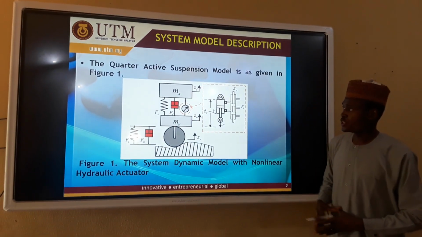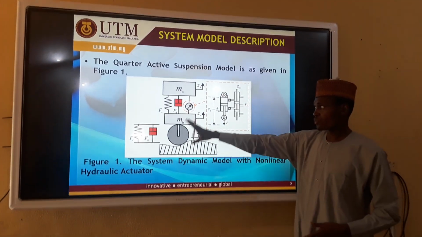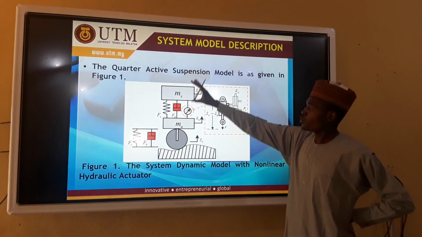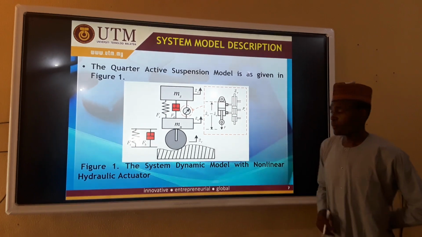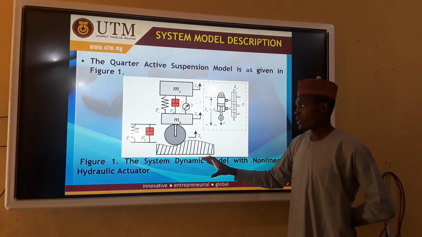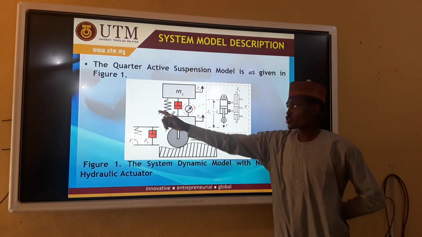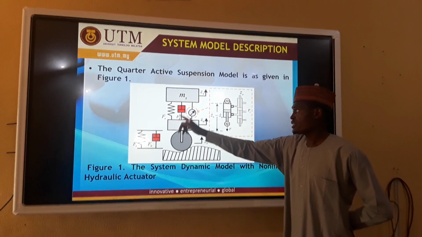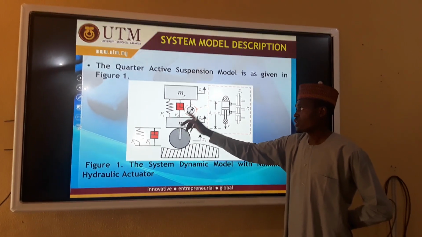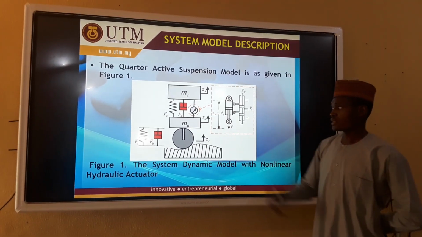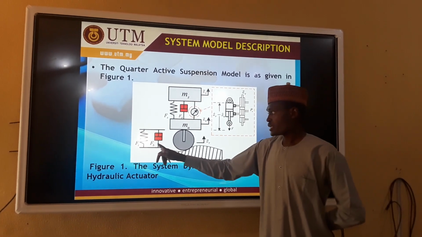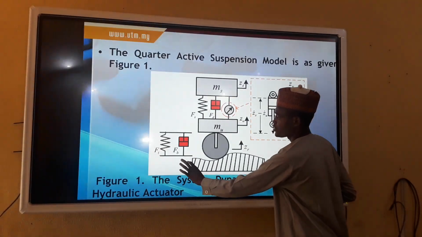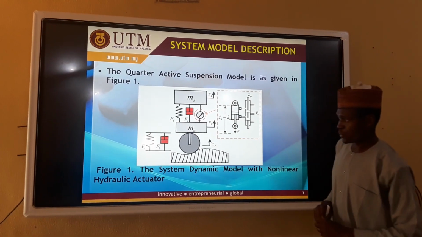The system model is shown as in figure 1, which comprises the hydraulic actuator. The MS stands for the sprung mass, which comprises the mass of the chassis. MU is the unsprung mass, which comprises the mass of the wheel assembly. The suspension elements are here. FS stands for the spring force, FD the damper is here, the damping force, whereas the element here is the hydraulic actuator. FT and FB stand for the tire force and the damping force.